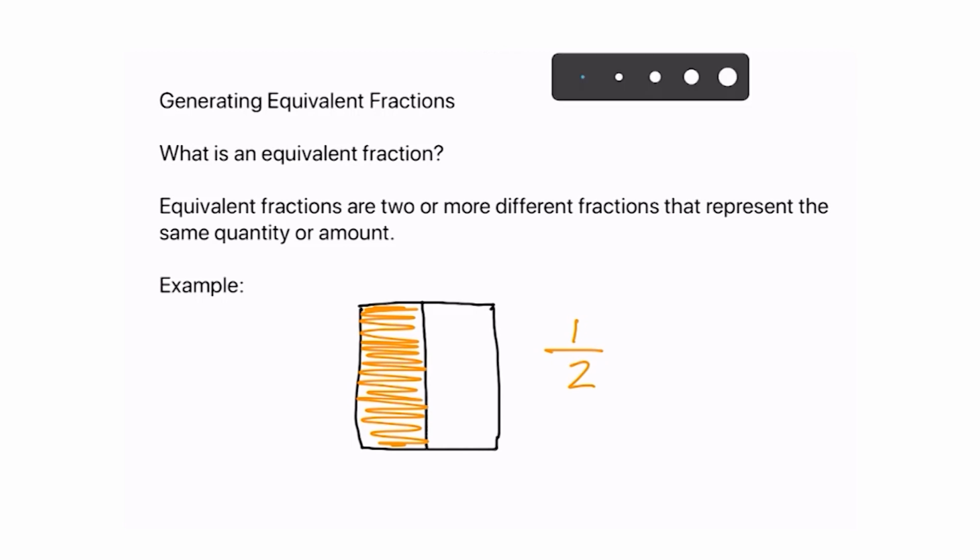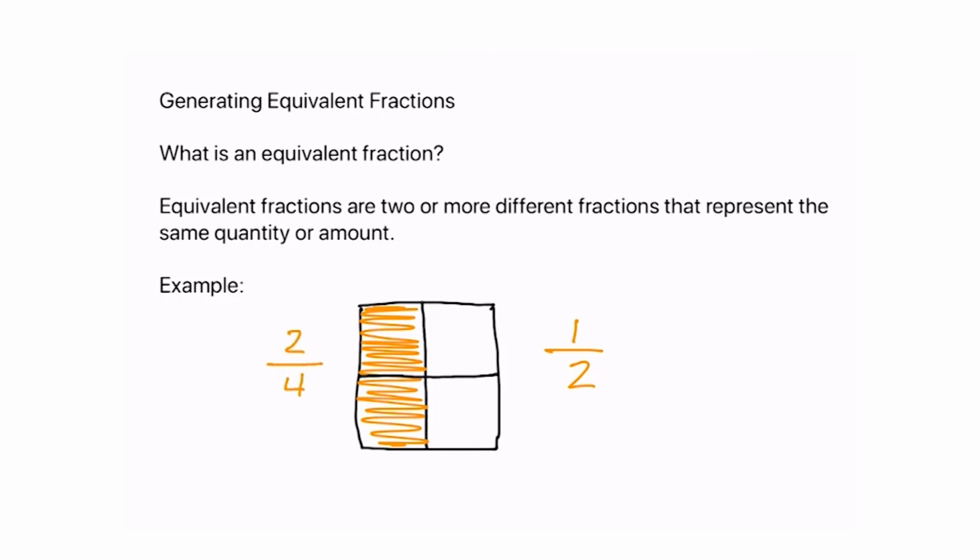Here's one way you can do this with a picture model. What if I split this in half again? What is that fraction now? Can you think of what it is? Well, I think about how I have 2 sections shaded in and how there are now 4 sections altogether. So what I'm saying here is that I have 2 different fractions. They look very different. 1/2 and 2/4 look like different fractions, but they really represent the same amount. They're equal to one another.